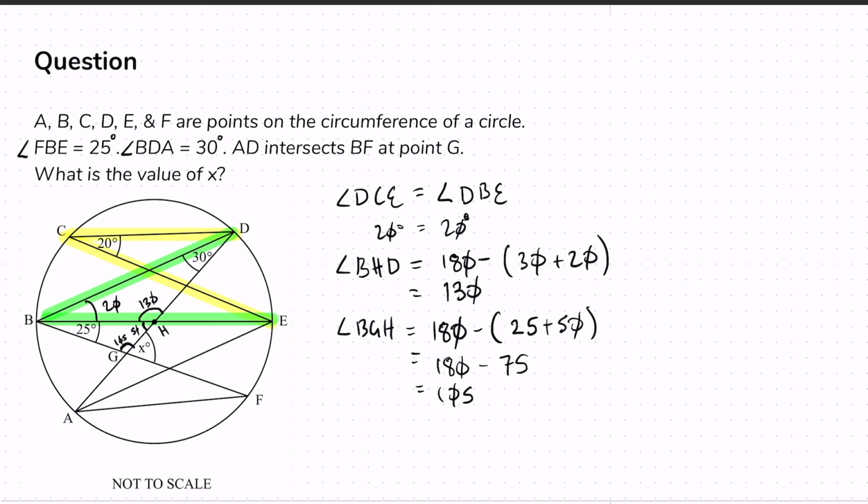To get us right to the end, because X and BGH are supplementary. So X is equal to 180 minus 105, which is 75 degrees.